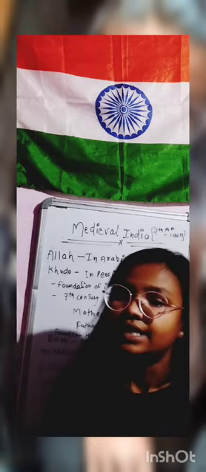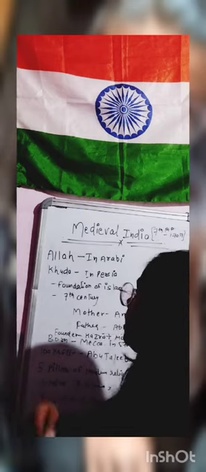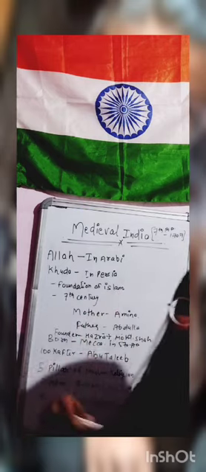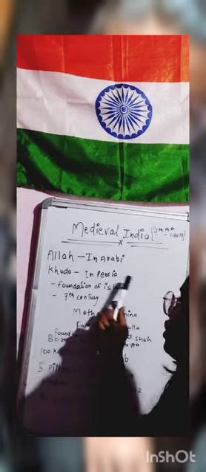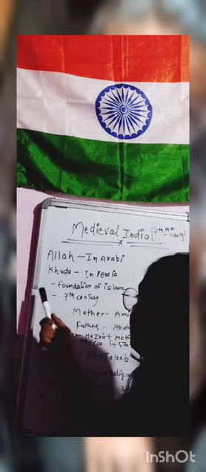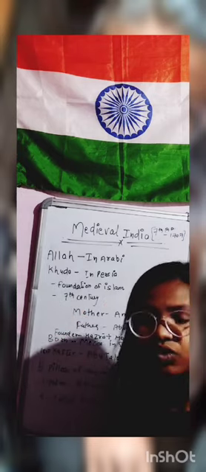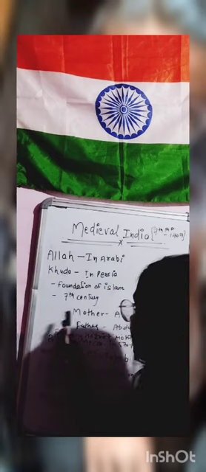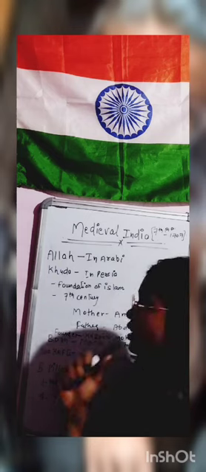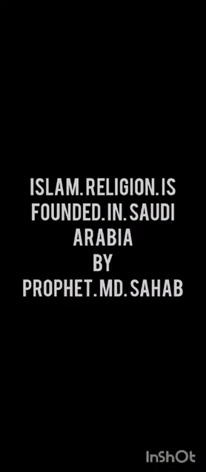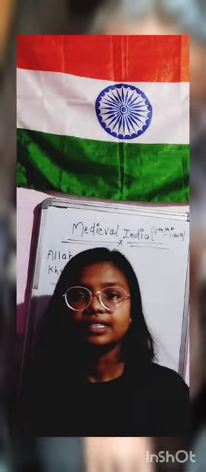So let's see where the word Allah comes from. It came from Arabic, it's an Arabian word, and Khuda came from Persian. And the foundation of Islam: I have told you that the foundation of Islam generally starts from the 7th century. Do you know where it was founded? Basically, the Islam religion was initiated by a person who was Prophet Muhammad Sahab.